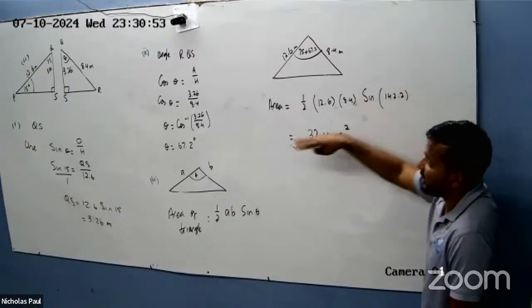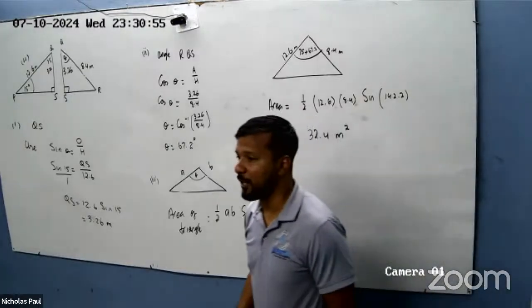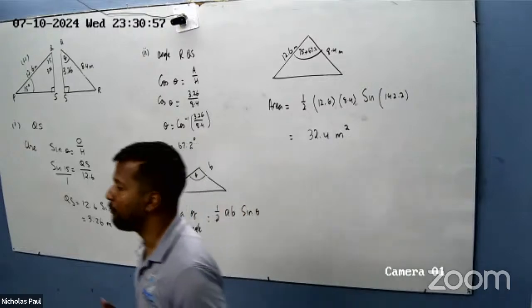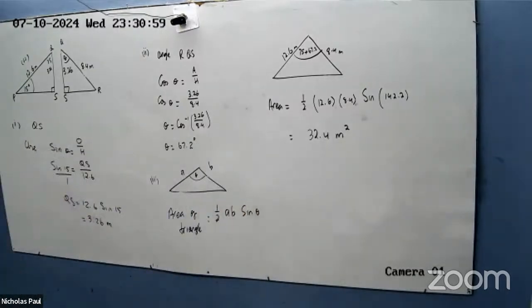So these are the things that you have to do for right angle triangles. Today, our focus will be non-right angle triangles.